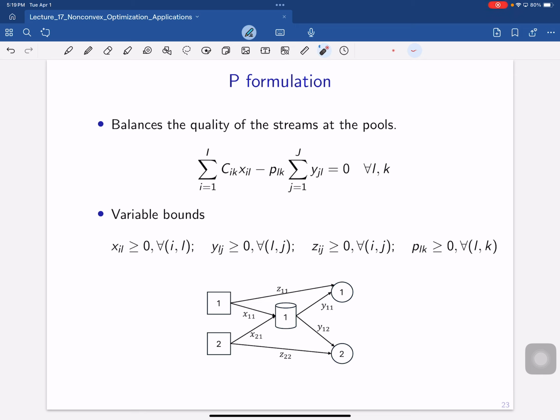Okay. So I went through this a little bit quickly because I want to finish on time. You can check all the constraints by yourself. Okay. Any quick questions here?